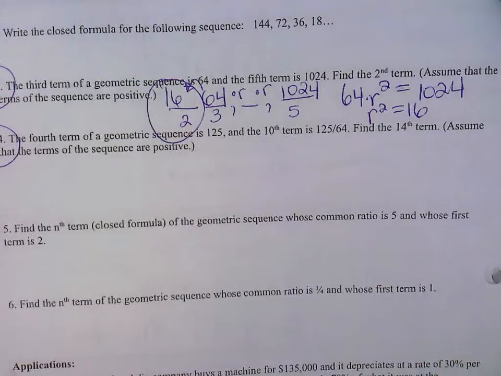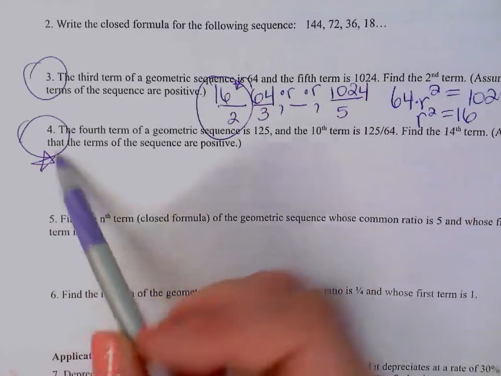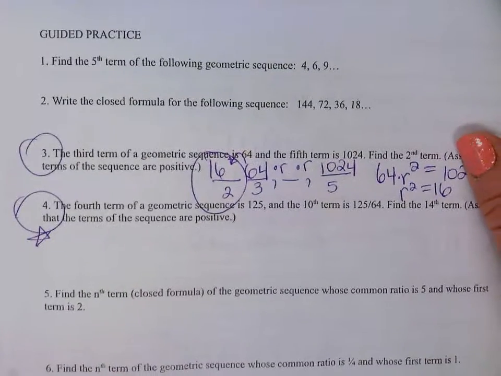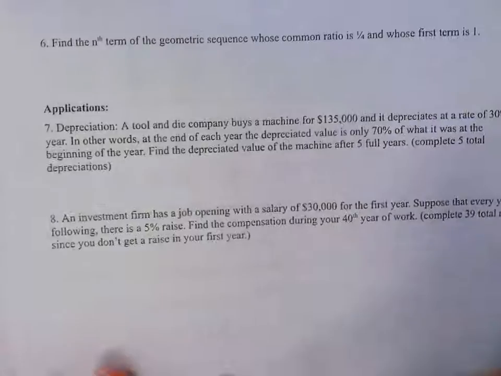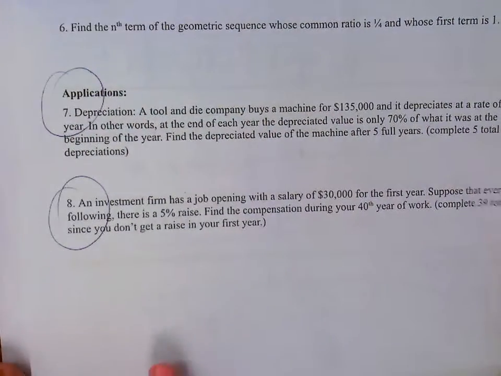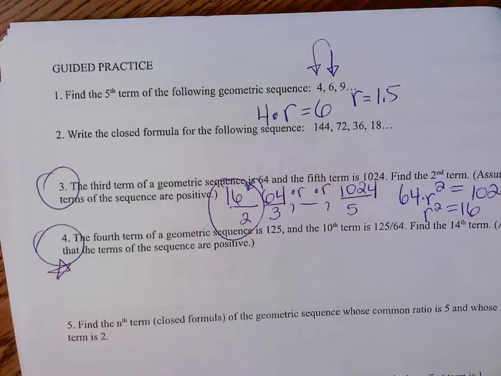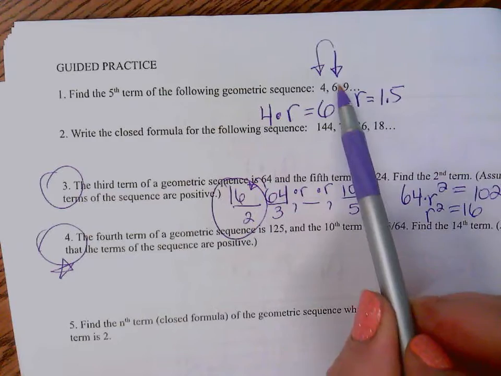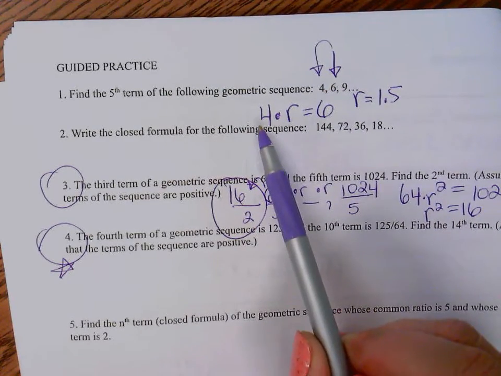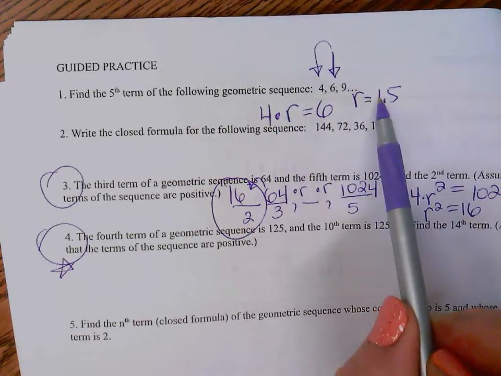So I'll leave you, number 4 is going to be a little bit of a challenge. So if you get stuck on number 4, kind of skip through and see how you do on the rest of the guided practice. If you need a little help on the application problems, let me know, but we'll see if you can answer these. So if you ever don't know the ratio, take your second term and divide by your first term, because it's 4r is 6, so 6 divided by 4 would give you your ratio.